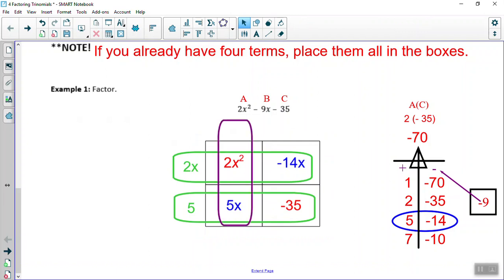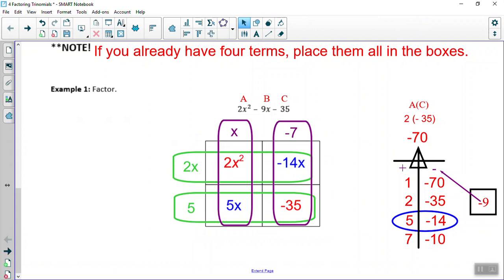So my greatest common factor between 2x squared and 5x is just an x. And my greatest common factor between negative 14x and negative 35 is a negative 7. So here's a little hint. Whatever number is closest to the top of the box or to the left of the box, whatever that sign is, the factor is going to have the same sign. So because this was negative, this is negative.